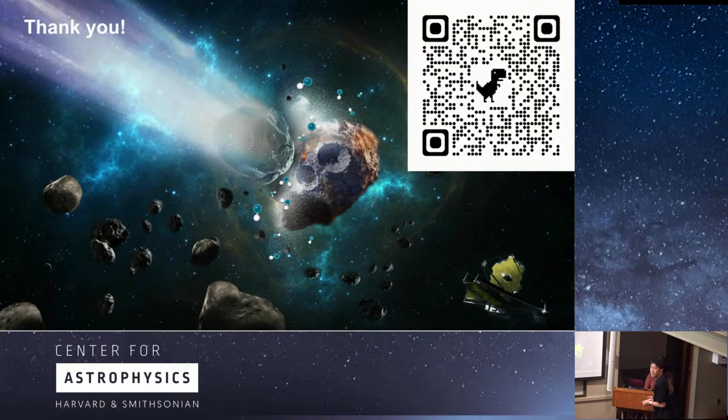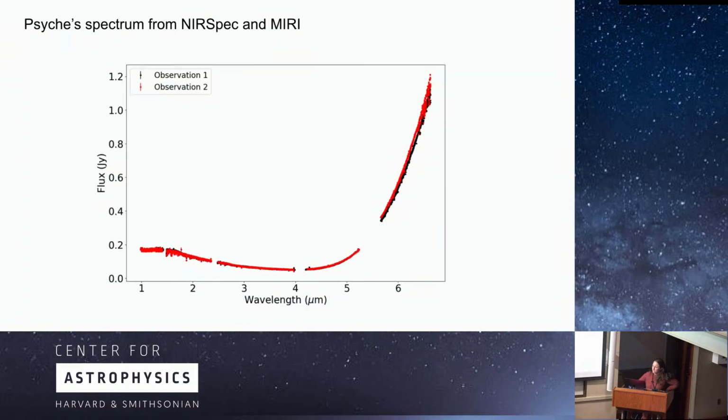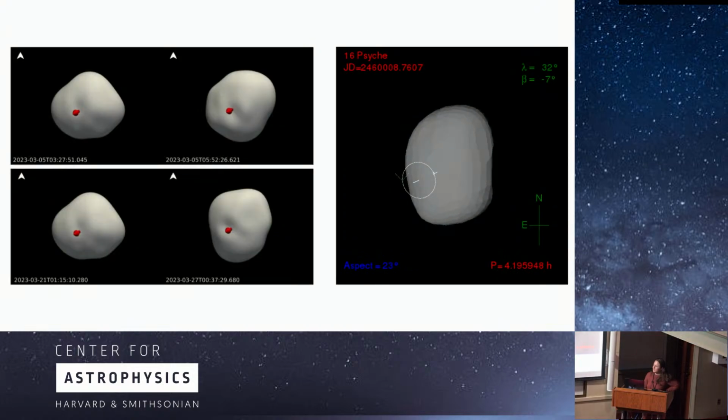Thanks so much. So, questions? Okay, then I'll start with one. So you showed an animation of the shape of Psyche. So what is the data you're using to reconstruct this shape information?